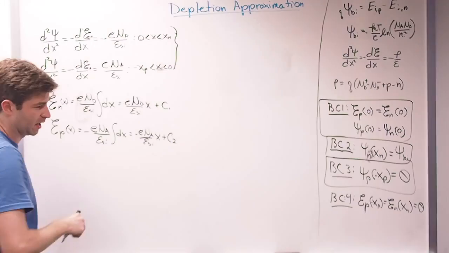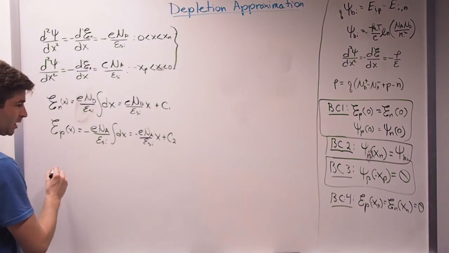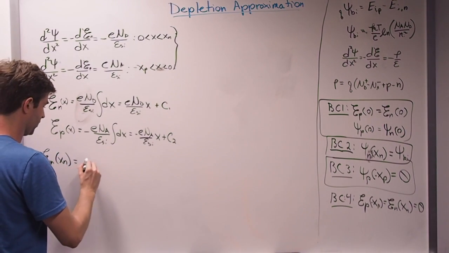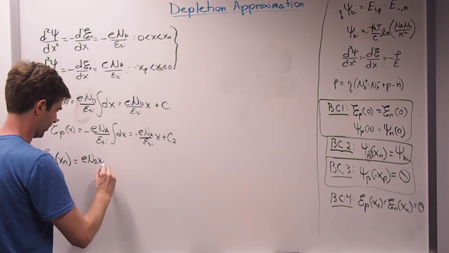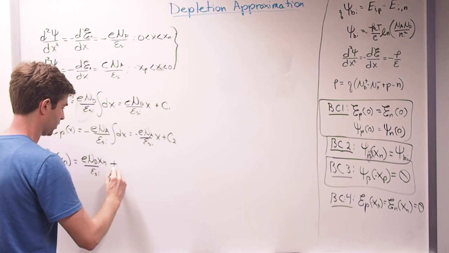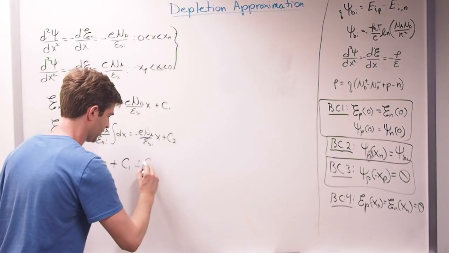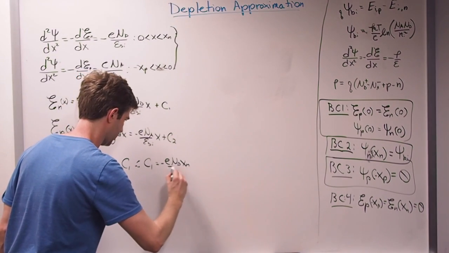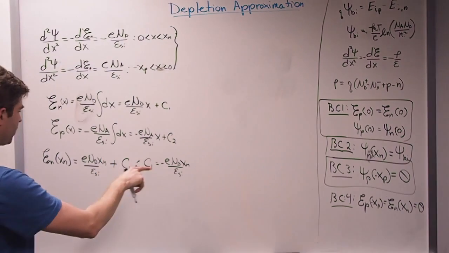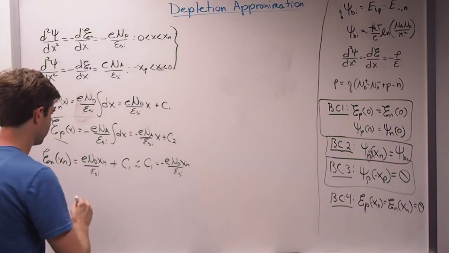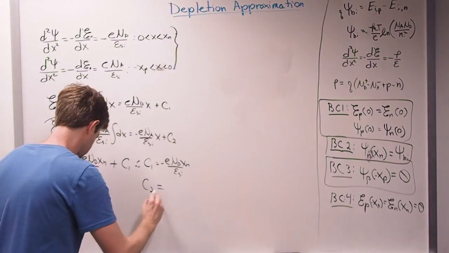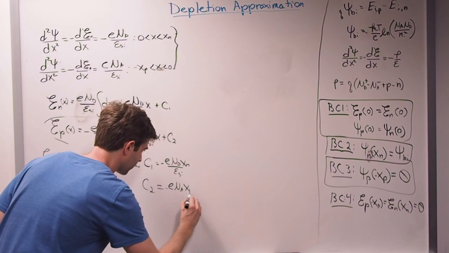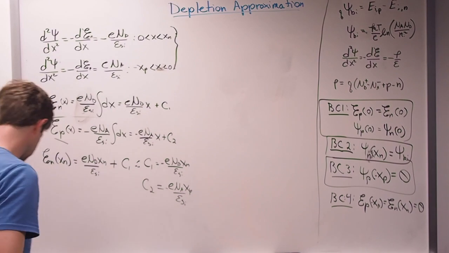Okay, so I'm going to apply boundary condition 4 to this. So I'm going to say E n of x sub n equals E N D x sub n over ESI plus C1. Therefore, C1 is equal to negative E N D x sub n over ESI. We're going to do the same thing for this part right here, and then we're going to find that our C2 is simply equal to negative E N A x sub p over ESI.